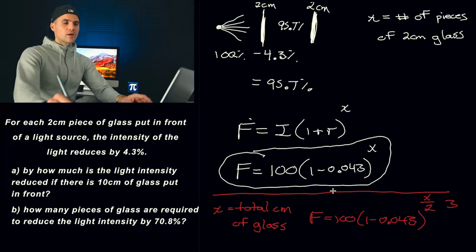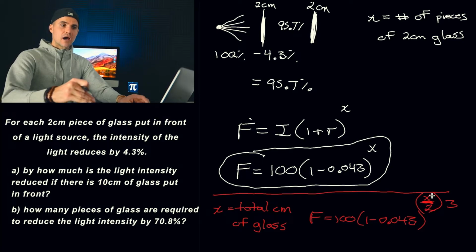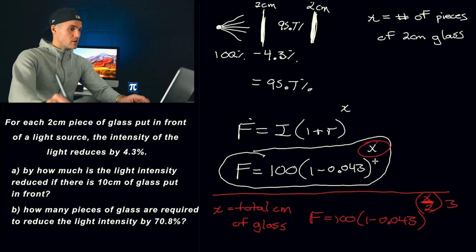Okay, so it really depends if you want to make x be the total centimeters of glass. If you do that, you're going to have to divide this by 2, because this whole exponent has to represent the number of pieces ultimately. So whether you want to just do it right away, or whether you want to input the total centimeters, you're going to have to divide that by 2 to get the total pieces in that exponent. So 2 different functions you could create. I'm going to go with this one.